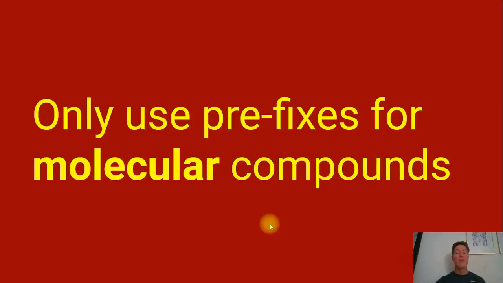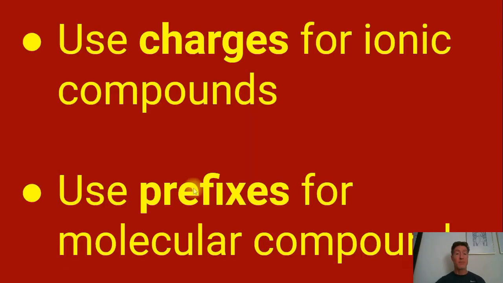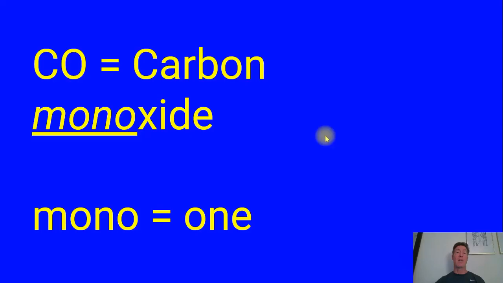We only use prefixes for molecular compounds. It's super important to remember that. Okay, we use prefixes for molecular compounds, we use formula units and charge balances for ionic compounds. Don't try to confuse those two methods. Charges for ionic compounds, prefixes for molecular.